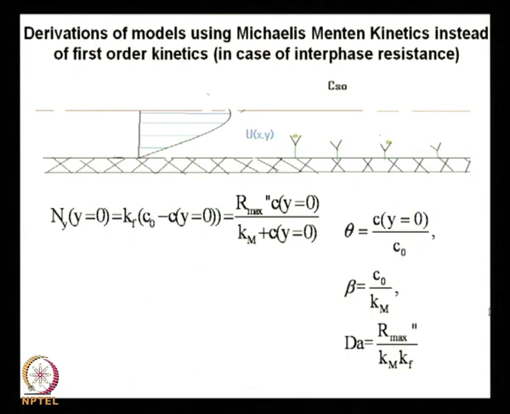How do we make it dimensionless? You have to be slightly careful here. So, theta is a new dimensionless concentration, which is the concentration at the surface divided by the concentration outside the boundary layer, okay. So, C at y equals 0 divided by C naught. Beta is a new variable that you define, which is C naught over Km. This is again a dimensionless variable, C naught over Km.